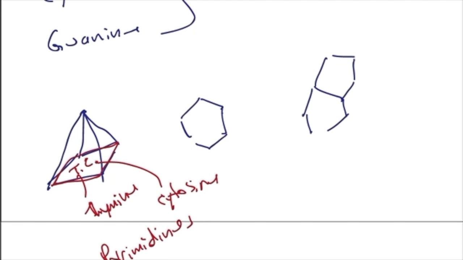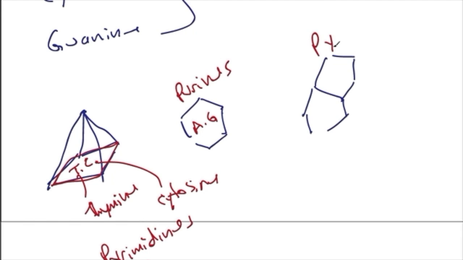Okay, so the pyramid involves a single ring, and that involves thymine and cytosine, which tells me that adenine and guanine are the purines, and they're both nitrogenous bases.